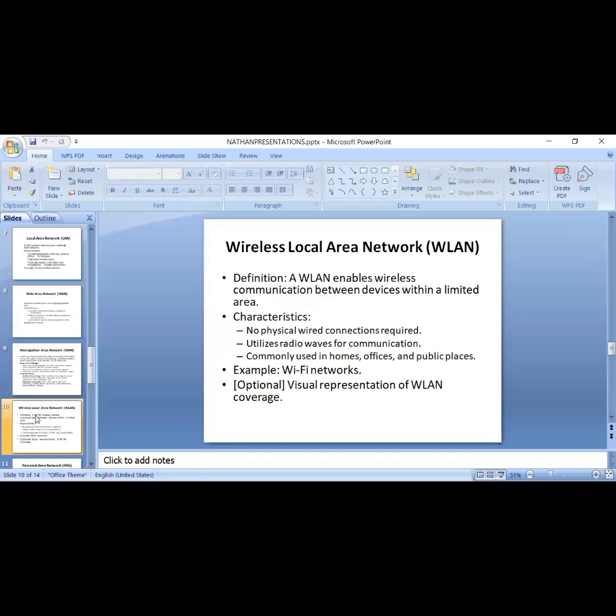Another type of network is the wireless local area network. This is a type of network which enables wireless communication between devices within a limited area. Some of the characteristics of this network are that no physical wired connection is required. They utilize radio waves for communication, commonly used in homes, offices, and public places. An example is Wi-Fi.